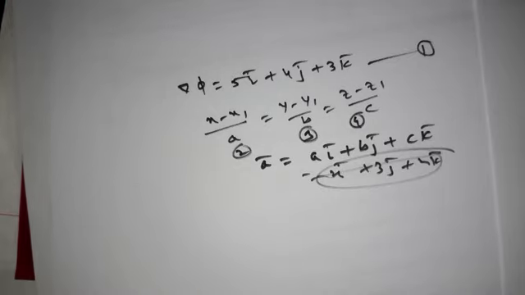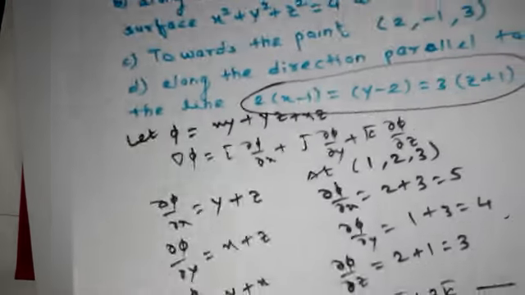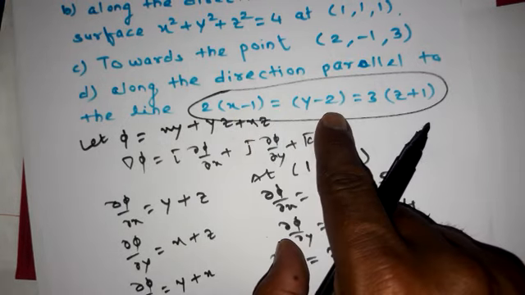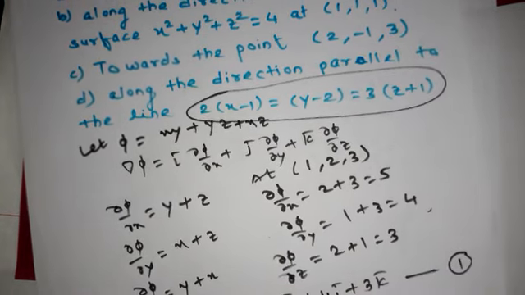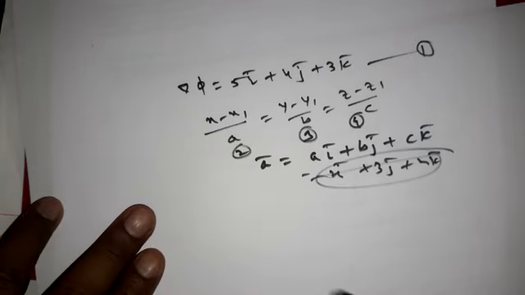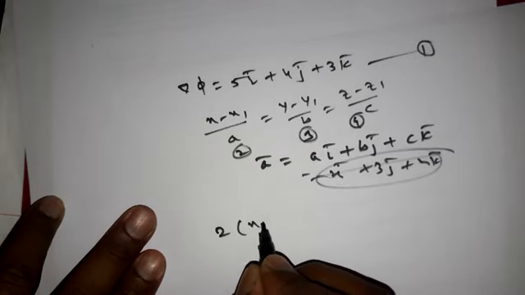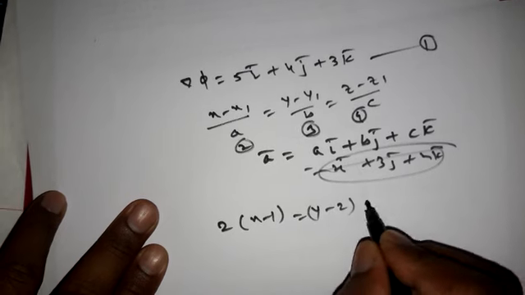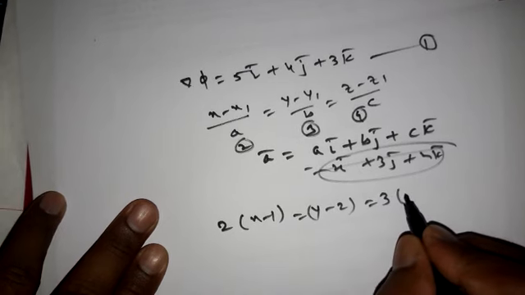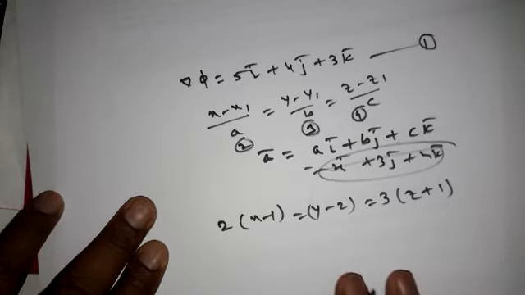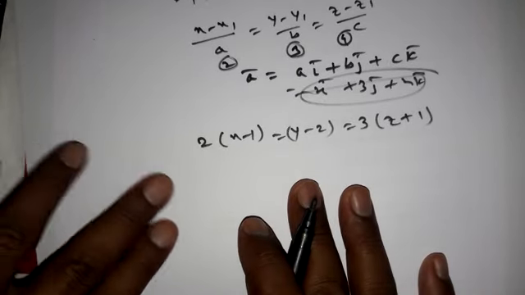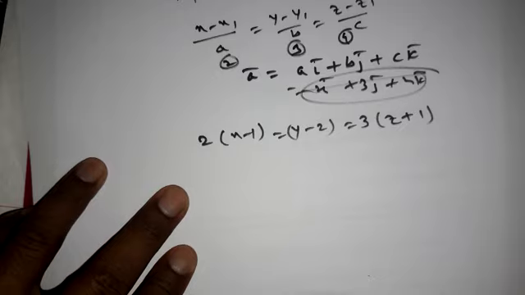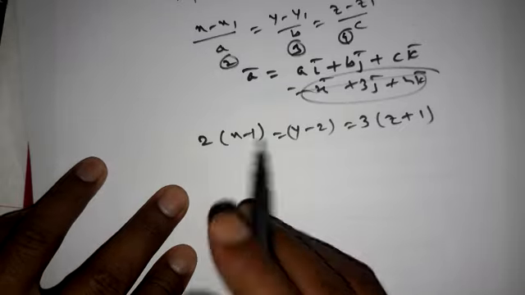Now what are the DRs given in this line? So see carefully, in the line 2 into (x minus 1) is equal to y minus 2 is equal to 3 into (z plus 1). So I am writing the line: 2(x minus 1) = y minus 2 = 3(z plus 1). This is the line. So some people may say that there is nothing in the denominator, we can take 1, 1, 1. No.